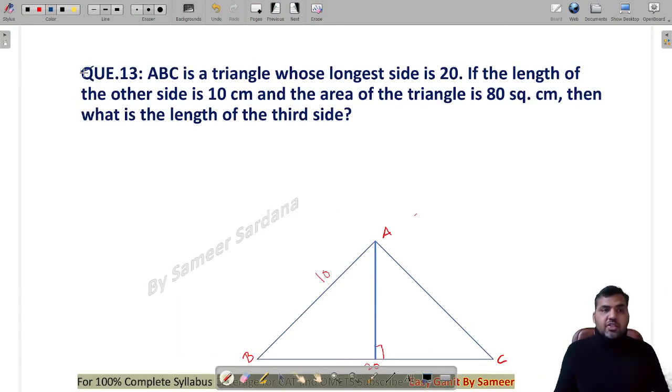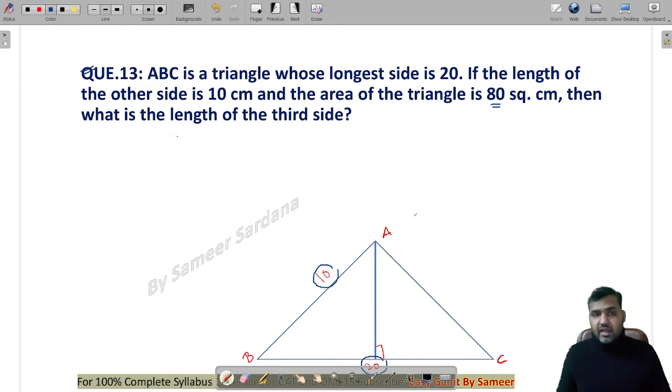Moving on to the next question, question number 3. ABC is given to us a triangle whose longest side is 20 centimeter. You see that, guys? This length is 20. If the length of the other side is 10 centimeter and the area of the triangle is 80 square centimeter, guys. So we are discussing now the questions related to the area of triangle, guys.